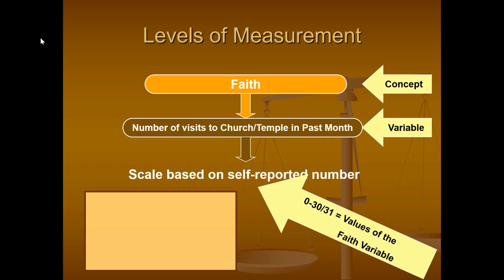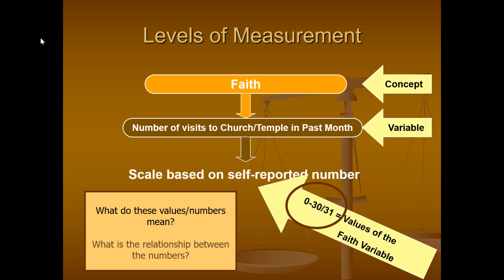When we're talking about levels of measurement, we're asking, what do these values or these numbers here mean? What is the relationship between the numbers? What does it mean to be a 0 versus a 1 versus a 25 in this case? That's what we're interested in: the relationship between these numbers, what the numbers actually mean.